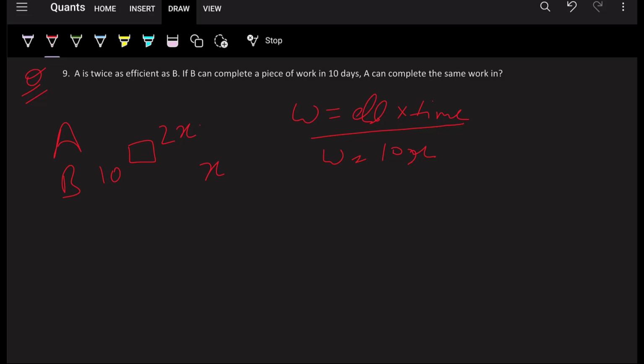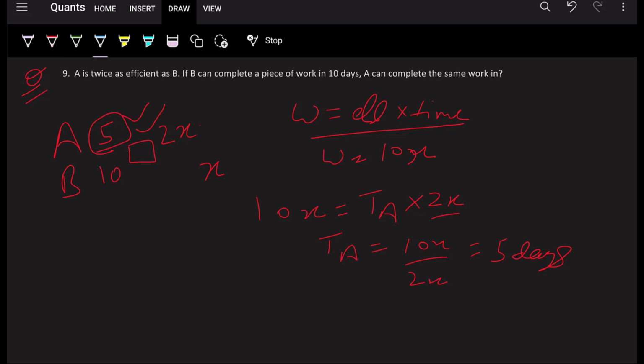For A, work done will be 10x. 10x equals time taken by A into efficiency, which is 2x. So time taken by A will be 10x divided by 2x, which equals 5. So 5 will be our answer.